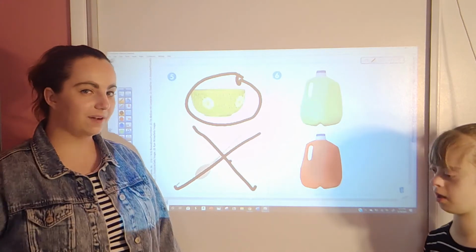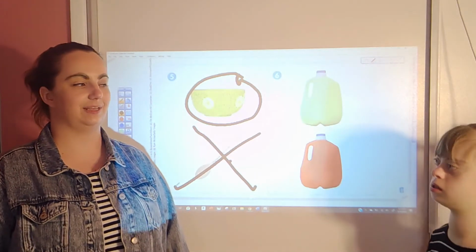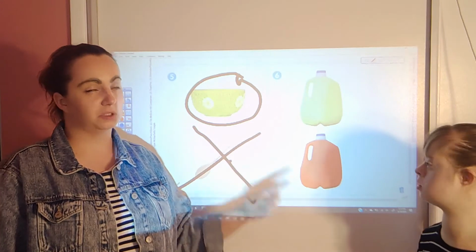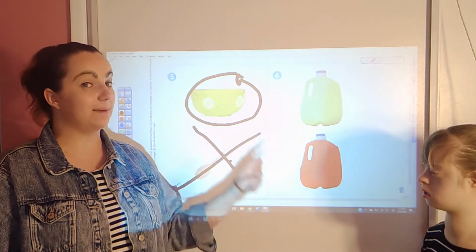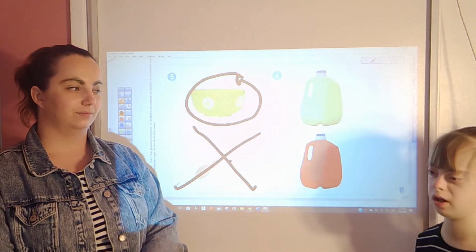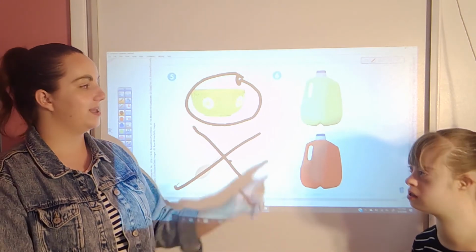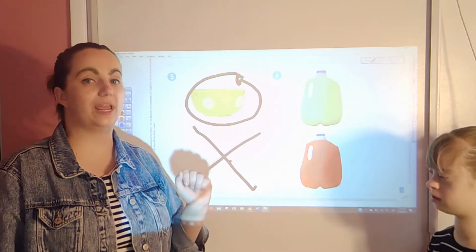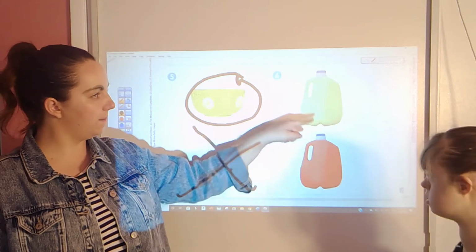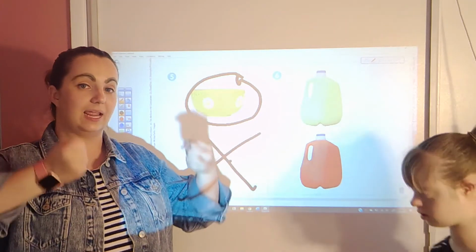Think very carefully. Are these different objects with different weights? Or are they the same object, just different colors? Are they the same objects with the same weight? I think they are the same weight. They're both a gallon of milk. They're both filled up with liquid inside of them. They'd probably be the same weight.